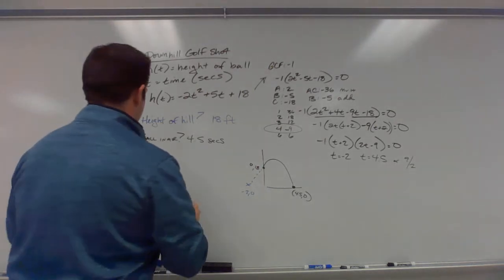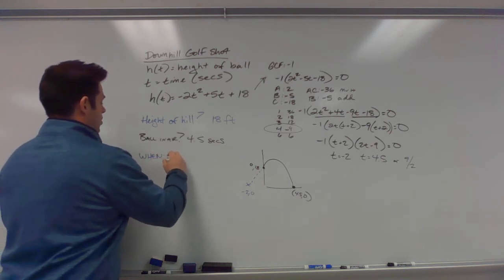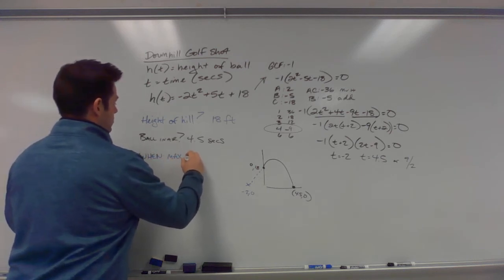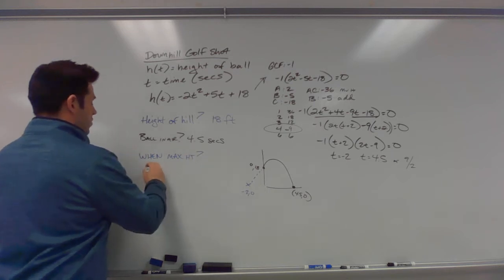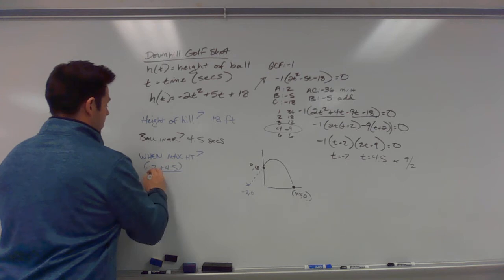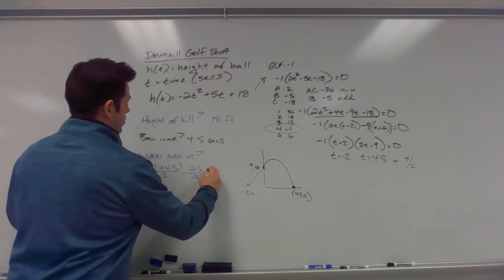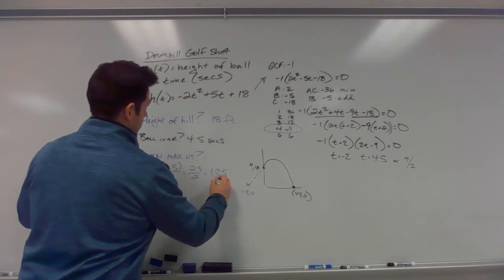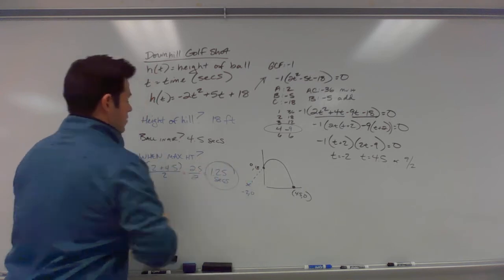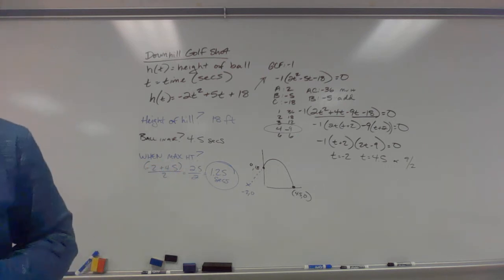So I'm going to go ahead and write down when max height. The 2 x-intercepts, we'll add them together and divide by 2. 2.5 divided by 2 would be 1.25 seconds. So 1.25 seconds is when this ball hits its max height.